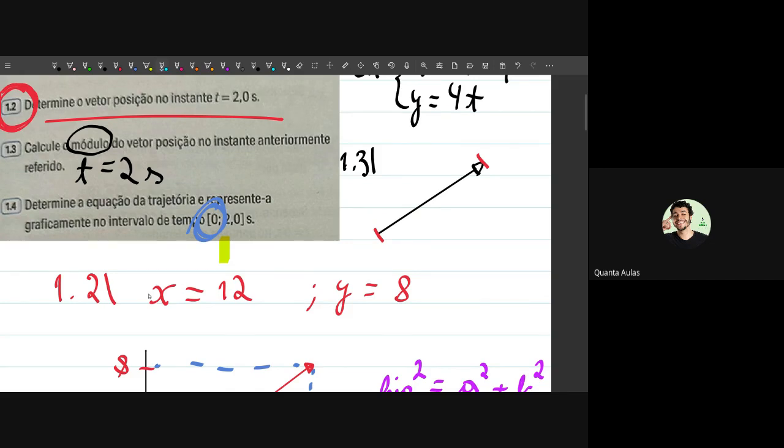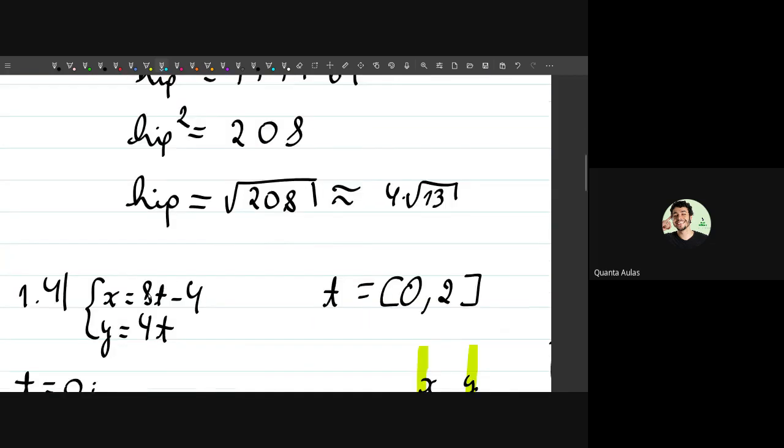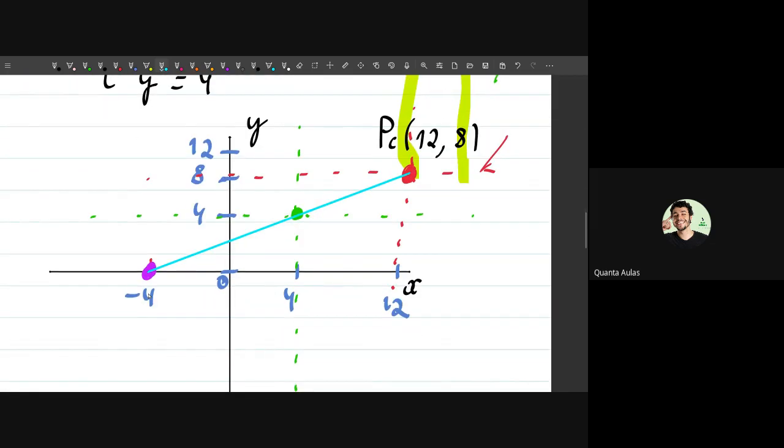Determine the trajectory equation and represent graphically in the time interval. Now we have drawn this graph, okay?